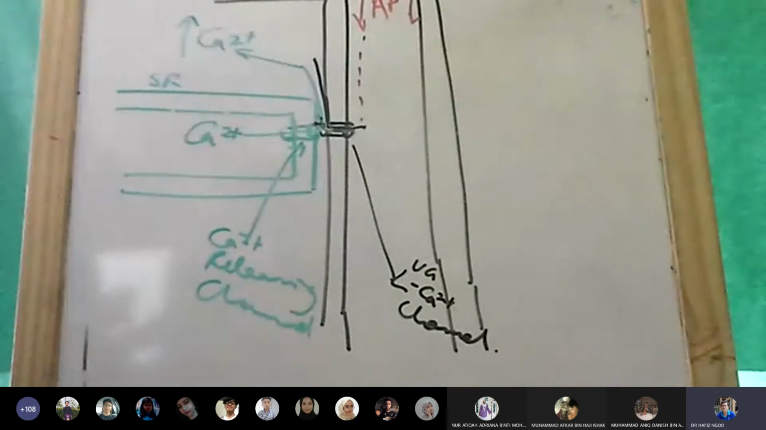So the opening of the L-type calcium channels is also important, but it's important to release the calcium releasing channel. It's the calcium releasing channel that actually releases the calcium from the sarcoplasmic reticulum. So the L-type calcium channel is important to release the calcium releasing channel from inhibition or from blockage. Is that okay? So we are done with that.